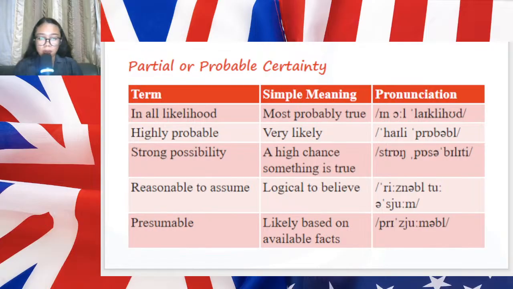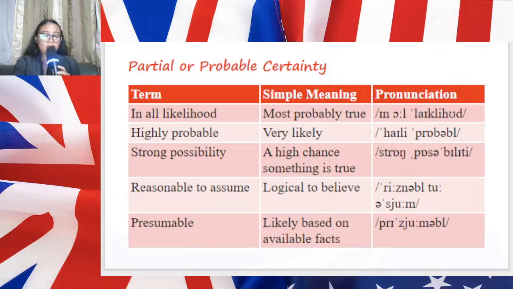Presumable. It means likely based on available facts. Presumable is an academic-sounding word that suggests that something is probably true even if it hasn't been proven yet. It is based on what seems logical or supported by existing knowledge. This word is often used in research, in reports, and formal writing, especially when the writer wants to express an educated guess while keeping a cautious tone. It sounds more reserved and speculative compared to other terms like highly probable.